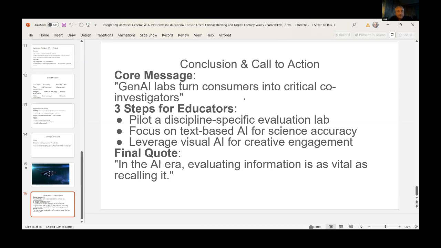Final quote: In the artificial intelligence era, evaluating information is as vital as recalling it.